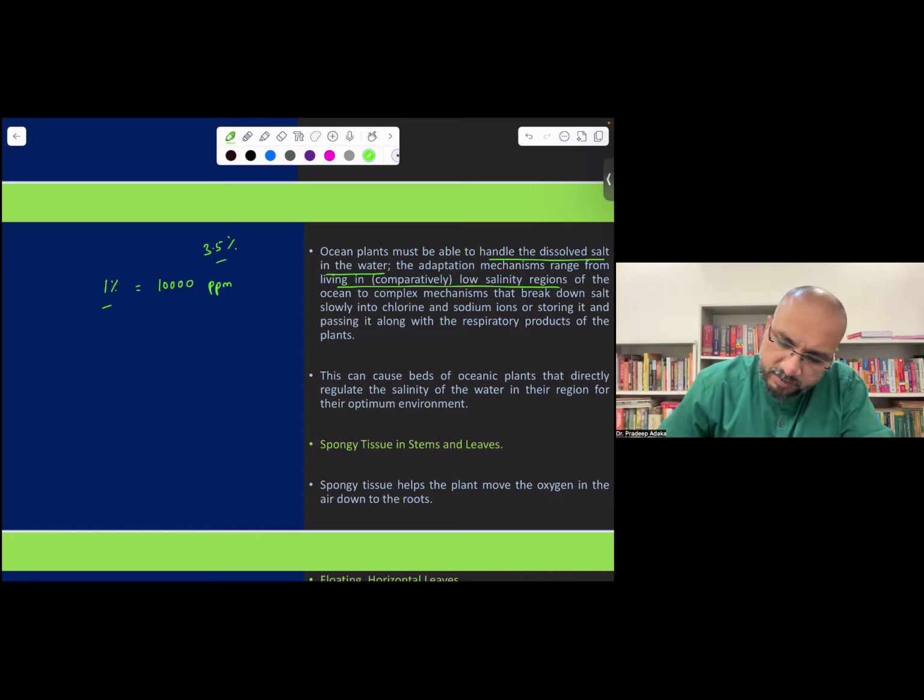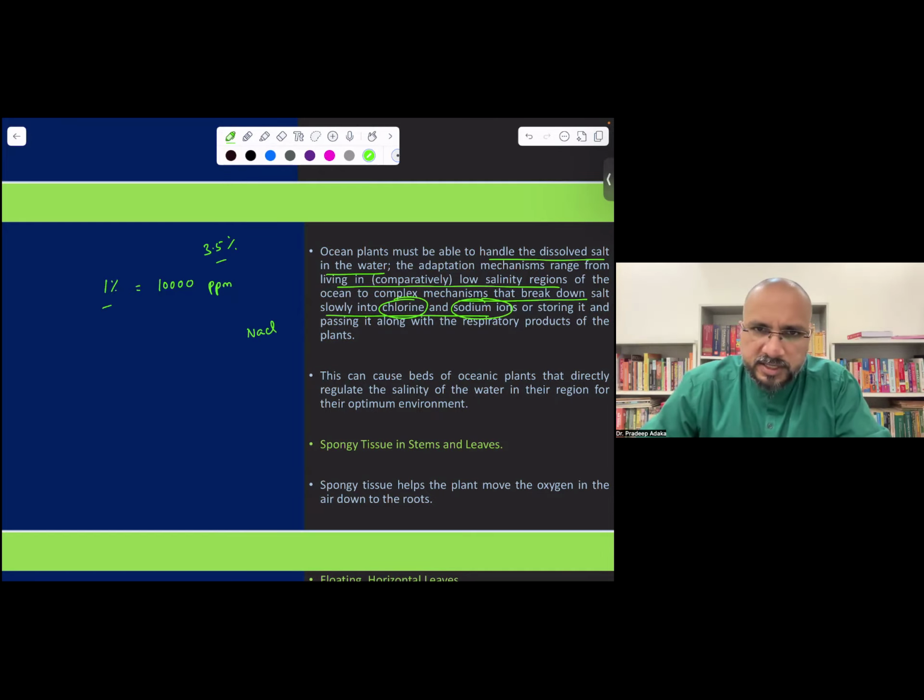Or another complex mechanism breaks down the salt slowly into chlorine and sodium ions. The most predominant salt in ocean water is sodium chloride. Other salts are also there, sulfates, nitrates. Chloride salts are dominant: sodium chloride, magnesium chloride, potassium chloride. In some way they remove the excess salt. They break down the salt into its constituents, sodium and chloride ions, and remove it from their body. Different plants have developed some type of mechanism.